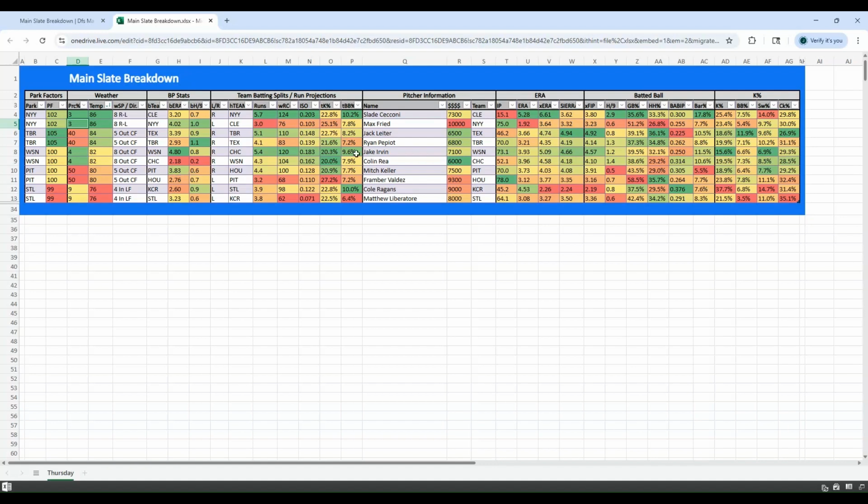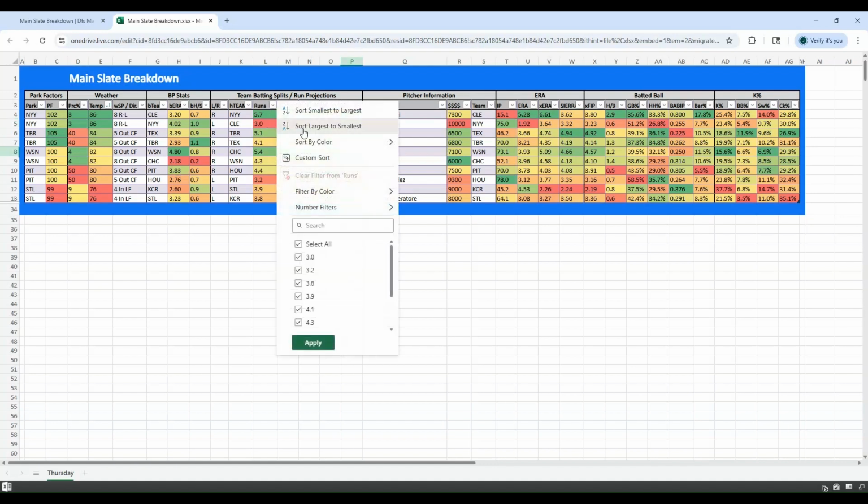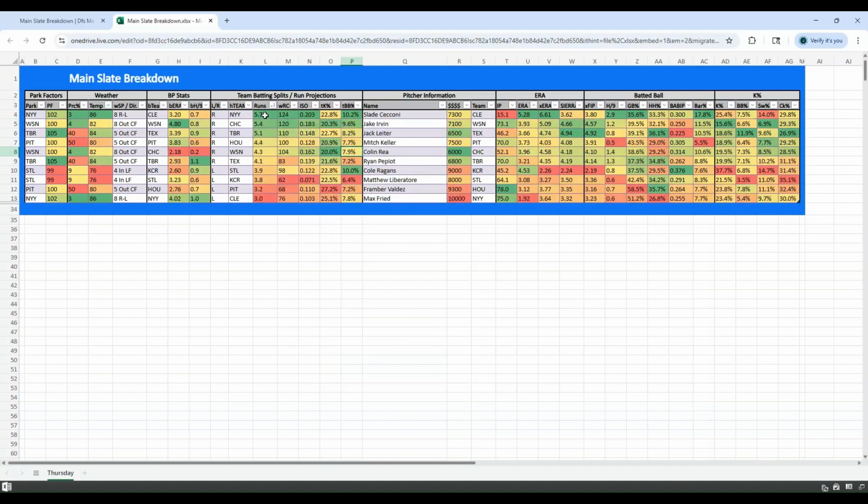The next thing, and this is how it'll be sorted when you download it for the most part, is sorted by runs, and you can sort it however you want. I like to sort it by runs to get an idea, and this is for all the team batting information. Next to it, we have the bullpen stats that they'll be facing. So the Yankees versus Cleveland, you can see the bullpen.